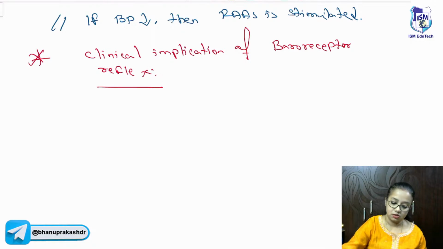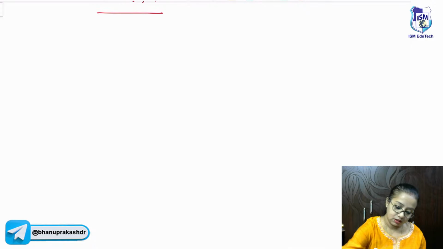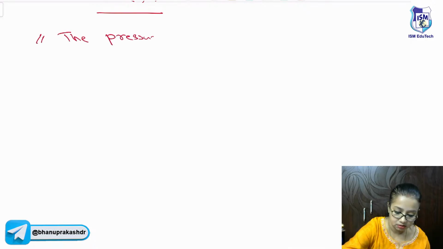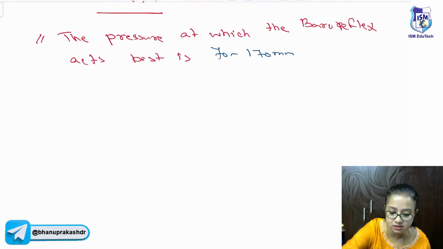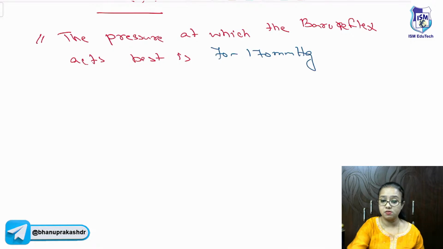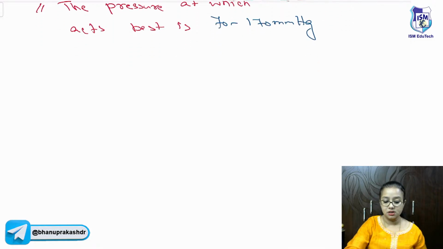Okay, so the pressure at which the baroreflex acts best is between 70 to 170 mmHg. Since it is receptor based, there is always a range at which this reflex works.